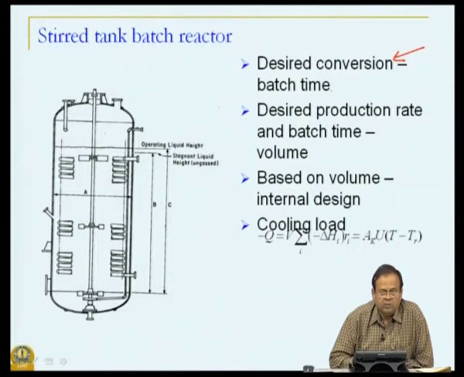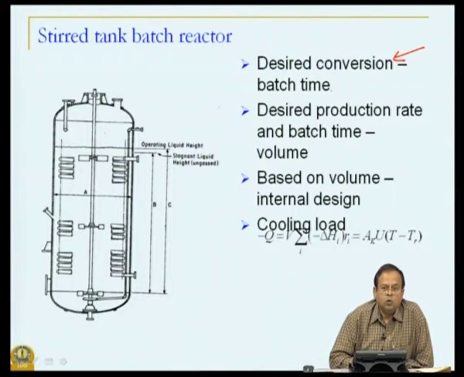Now, knowing the batch time and knowing the desired production rate, typically you will be asked to design, say, 1000 tons per annum or whatever that quantity is. Then you will decide on the working days that are available to you. Based on these two, the batch time and the production rate, you will decide how many batches you have to do. Basically, the number of batches is based on the time available in the year and the batch time. So, that gives you the number of batches.